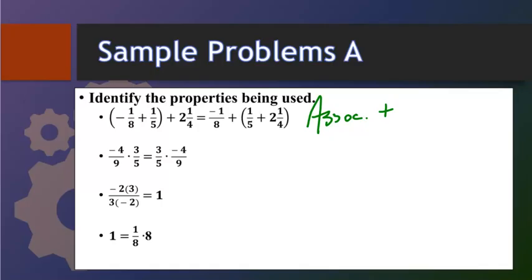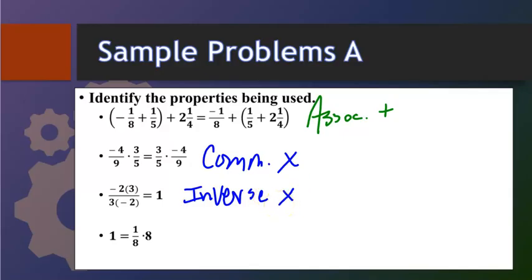This next one, we have -4/9 times 3/5, which is the same as 3/5 times -4/9. I flipped the factors around. The answer still stays the same. So this would be the commutative property of multiplication. Next, I have -2/3 times -3/2, and that's going to equal 1. Well, if I have a fraction multiplied by its reciprocal and that equals 1, this would be the inverse property of multiplication.